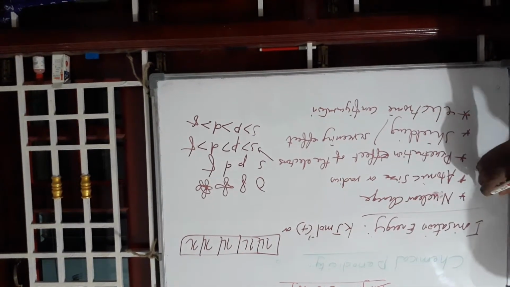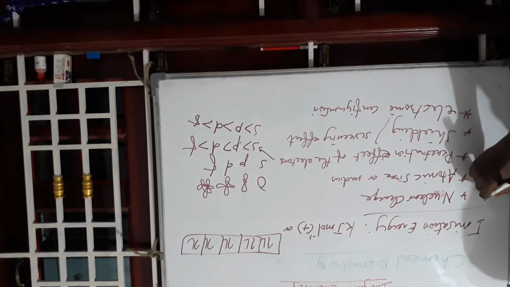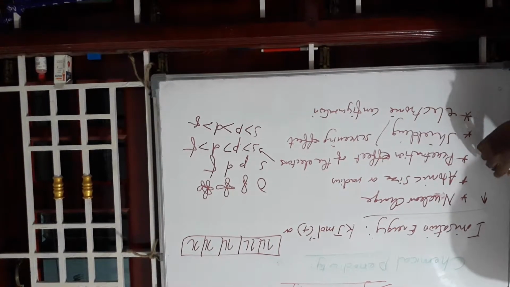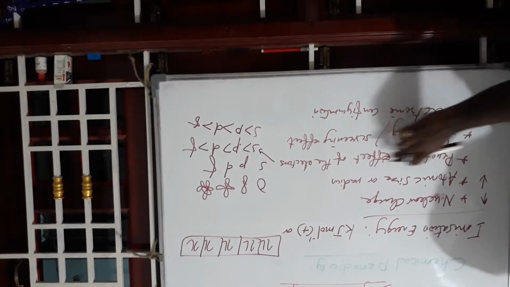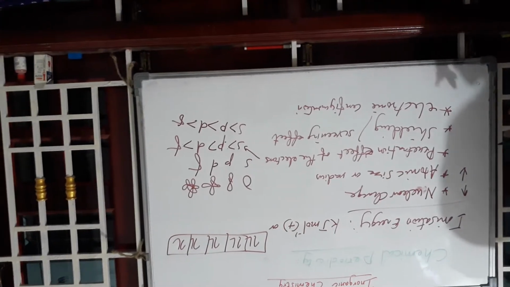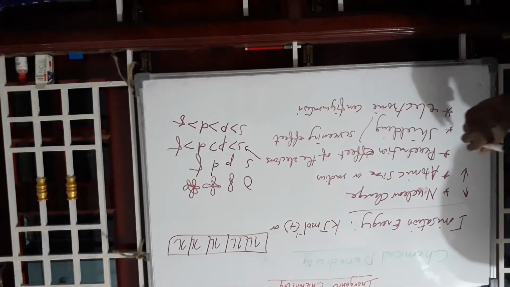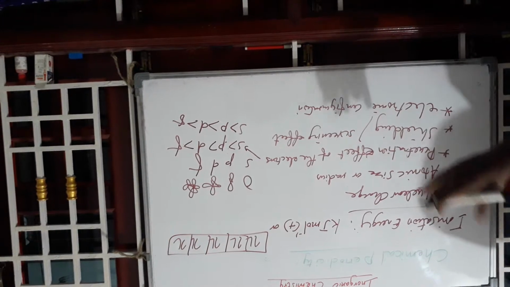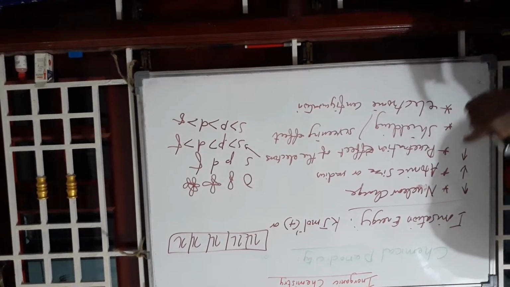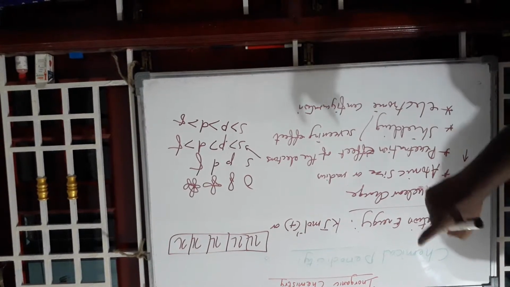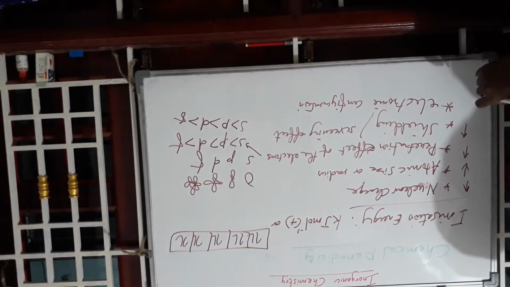So as nuclear charge increases, ionization energy also increases. As atomic size increases, ionization energy decreases. And as the penetration effect increases, size decreases, so ionization energy increases. As the shielding effect increases, the ionization energy also increases.